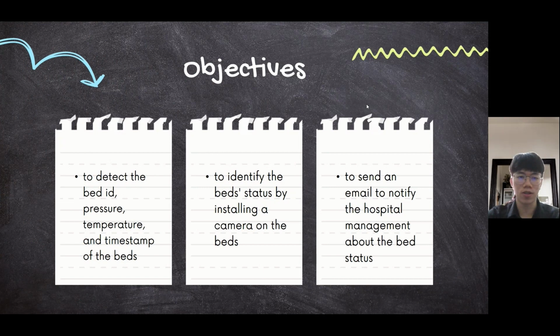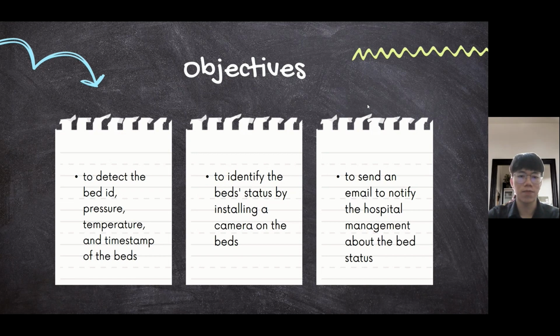Next, I'm going to present the objectives. So first, the first objective is to detect the bed ID, pressure, temperature, and timestamp of the bed. There is an IoT sensor to detect the data of the bed to determine whether the bed is occupied or unoccupied by a person based on the data.